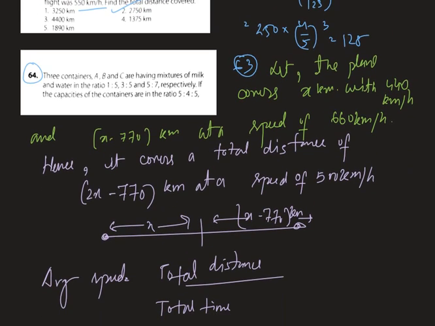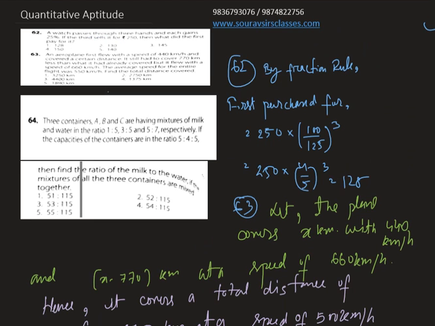Now let's see the next question. Three containers A, B, C having mixtures of milk and water in the ratio of 1:5, 3:5 and 5:7 respectively. If the capacities of the containers are 5:4:5, then find the ratio of milk to water if the mixtures of all the three containers are mixed together.